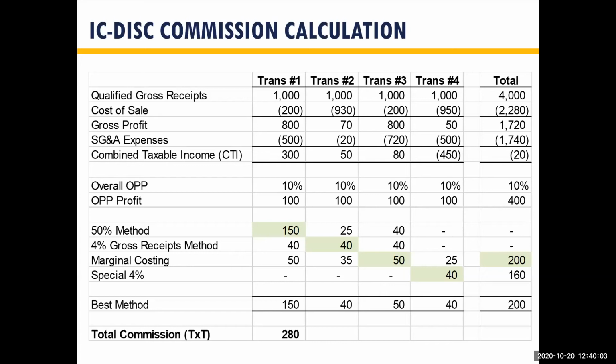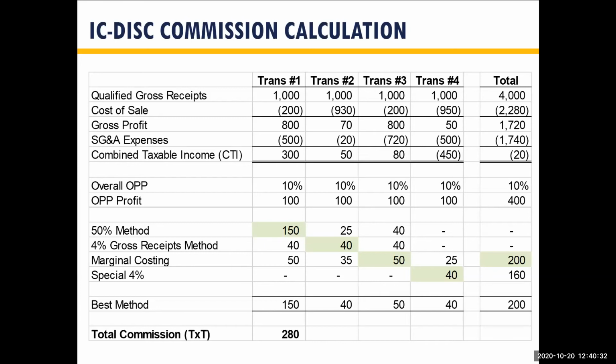So the methods we talked about, the 50% method, we take 50% of our combined taxable income. So 300 multiplied by 50% gives us $150. That would be our commission under the 50% method. The gross receipts method, 4% of $1,000 is $40. So under the 4% gross receipts method, our commission would be $40.